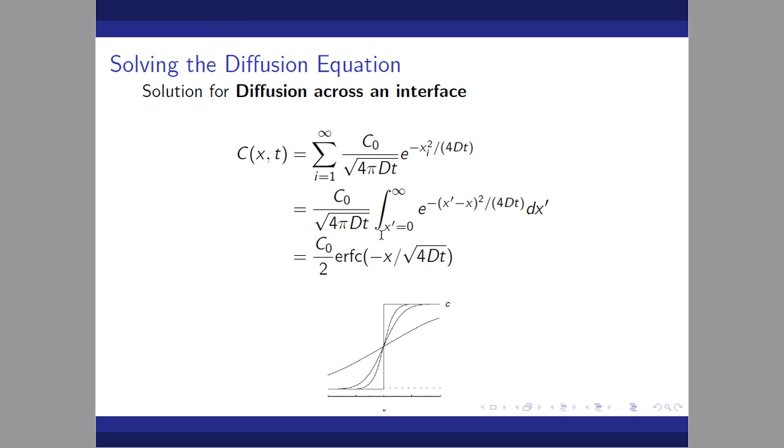So if we take the initial x prime from 0 to infinity, we have c naught over 2 error function of x over square root of 4Dt. Okay, so we can set x, and this the time. We know the diffusion constant, and we know the initial concentration, so we can get this type of graph. So after some time it will be the same for each side, x minus or x plus.